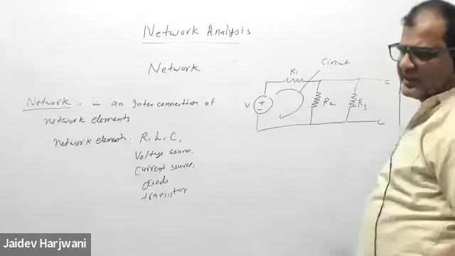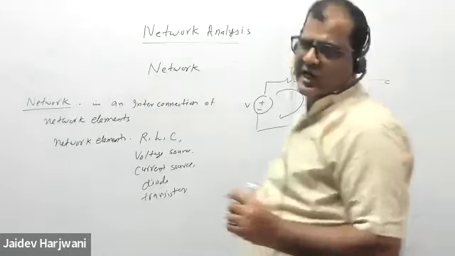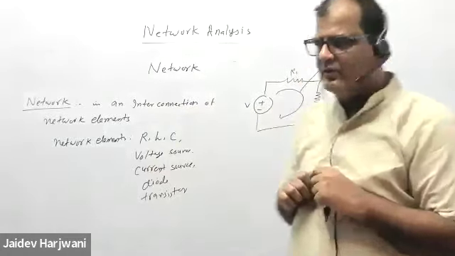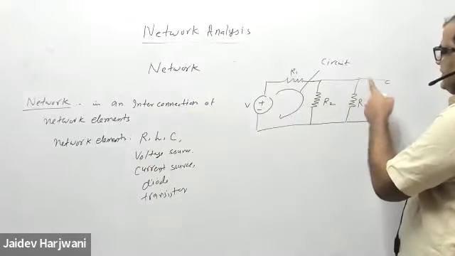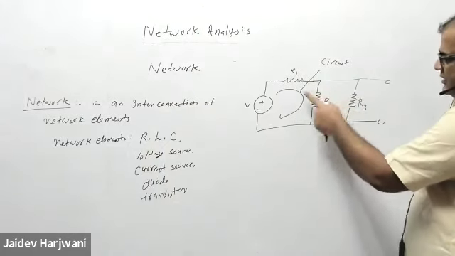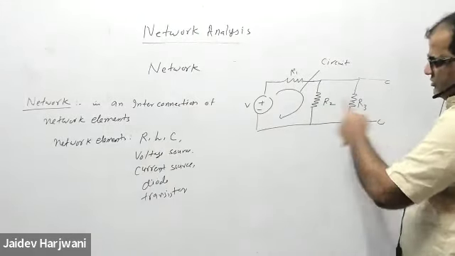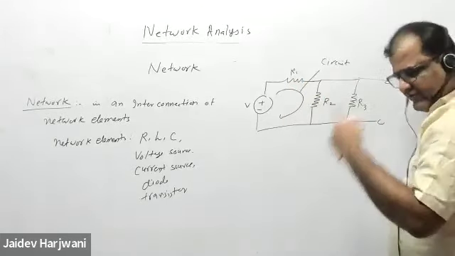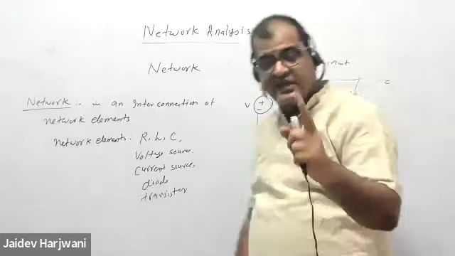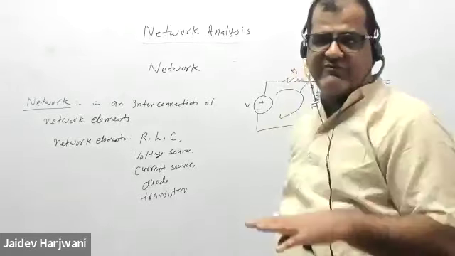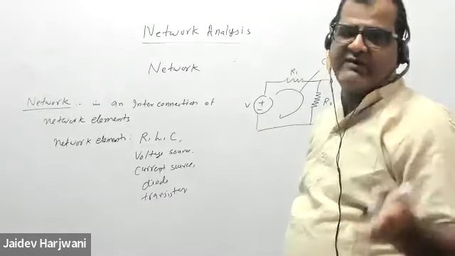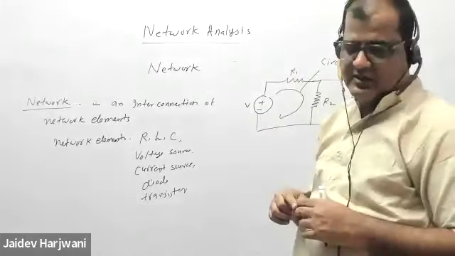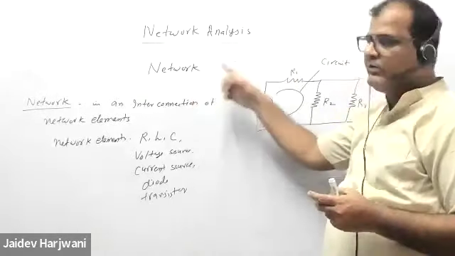A circuit should always be closed. It cannot have open terminals or open paths. For example, this part has open terminals, so this part is a circuit, and this is also a network. So every circuit is a network, but all the networks are not circuits. Or you can say all the circuits are networks, but all the networks cannot be called a circuit.